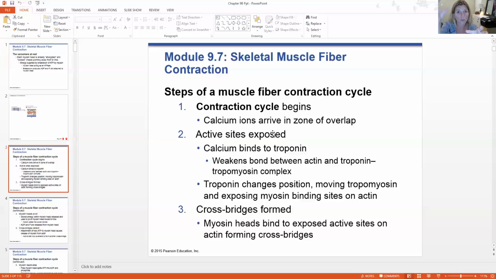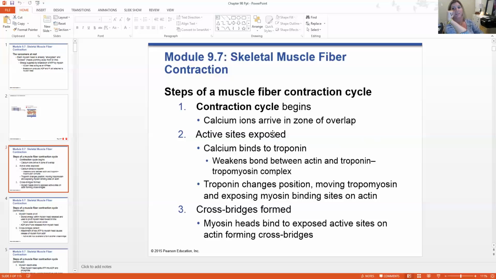So as soon as troponin is out of the way, because calcium's there to sweep it away, myosin jumps up, touches that thin filament, and that cross bridge is formed. It's called a cross bridge. I don't know, it's awkward to demonstrate.